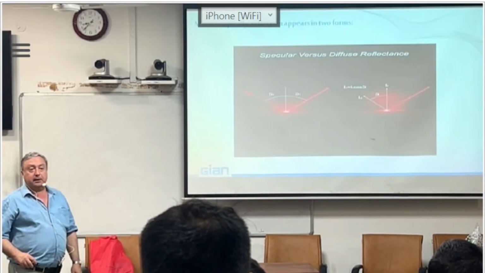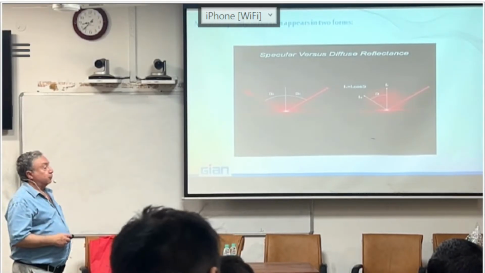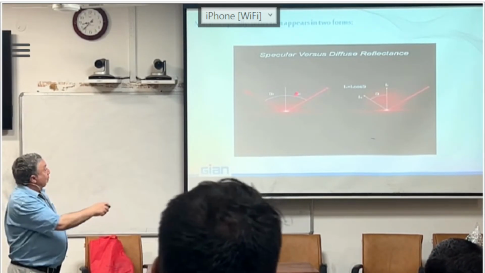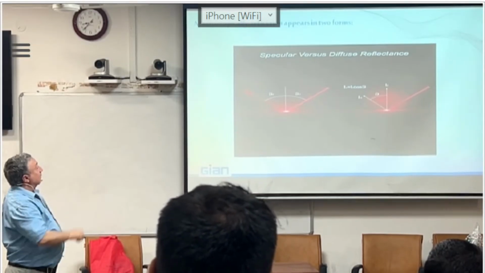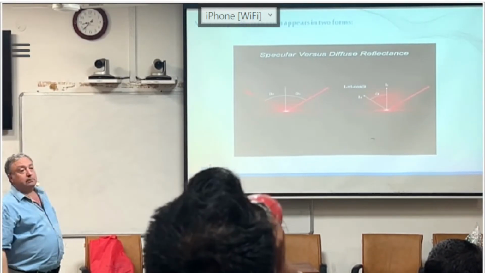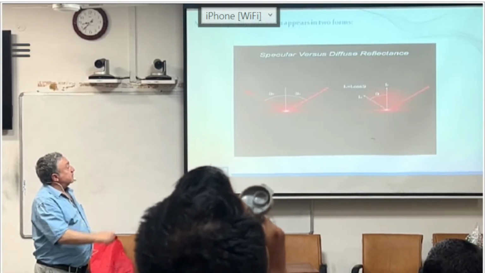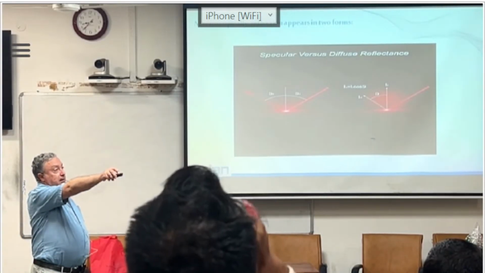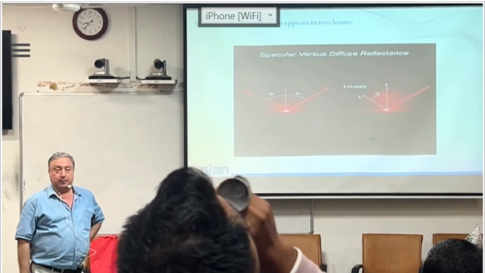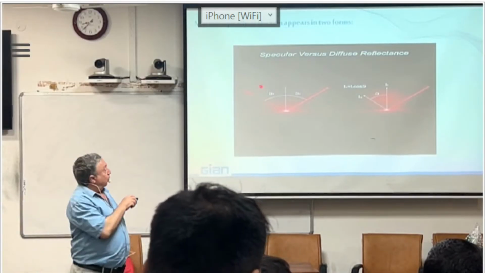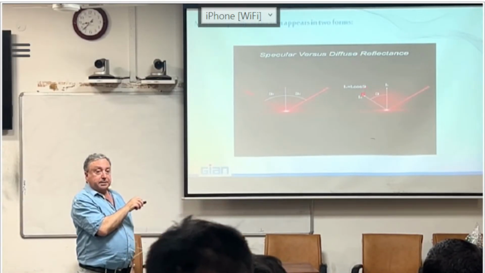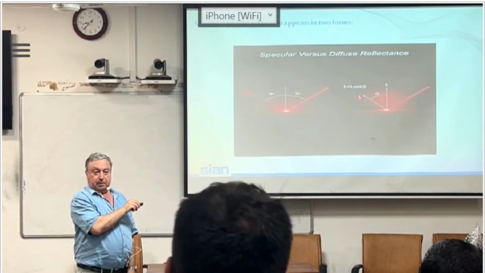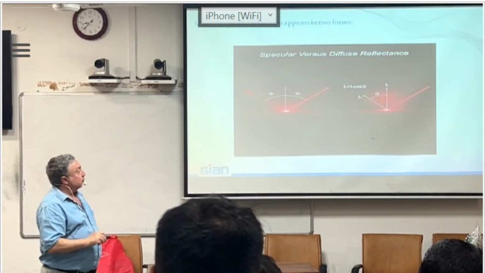However, in reality, in the macroscopic world, we have two types of reflection. One is specular, mirrors, against diffuse. This is diffuse reflection. But in physics, only specular exists. This is just a macroscopic effect, and I will explain to you why.